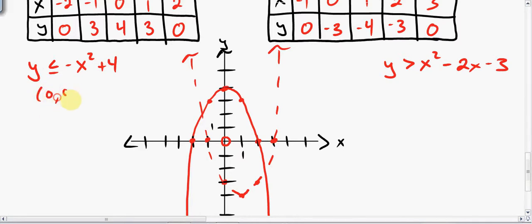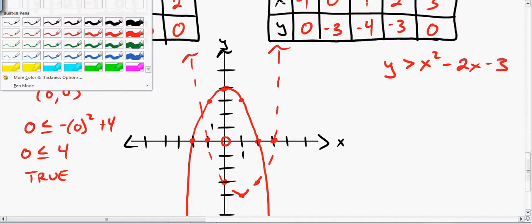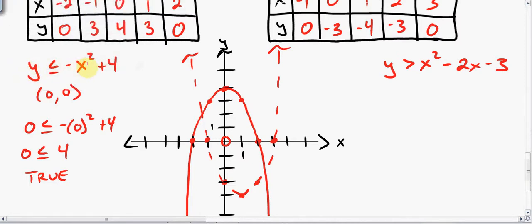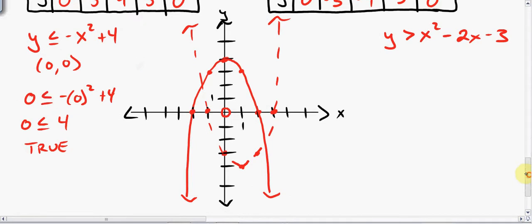So I have a test point of (0, 0) here. So I'm going to plug in the y value of 0. I'm going to plug in the x value of 0, so the opposite of 0² plus 4. And evaluate. So I've got 0 is less than, 0² is 0, the opposite of 0 is 0, 0 plus 4 is 4. Is this true or false? This is true. So I'm going to shade the region with the test point for -x² plus 4. It's negative, so I know it opens down. I know the vertex is at (0, 4). So I'm going to shade inside this parabola with the solid line.